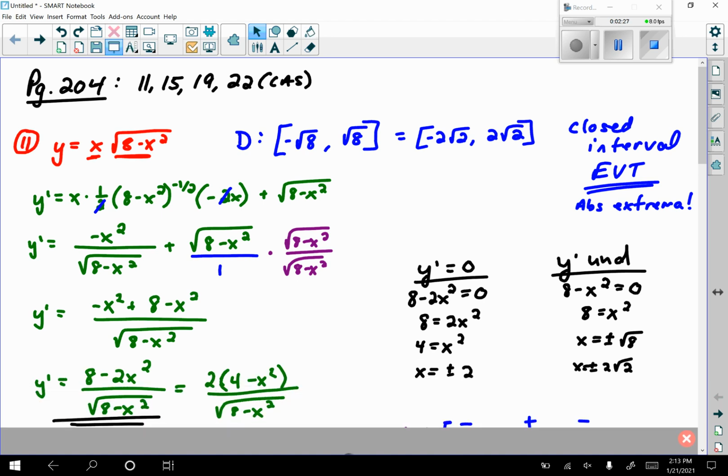Just combining like terms, and sometimes it helps, if possible, to write our numerator in factored form, because now I ask myself these two questions: where is our first derivative equal to 0? That's when our numerator is equal to 0. We could solve by factoring, or we could just use inverse operations. So I'll just add 2x squared to both sides, divide by 2, carefully take the square root, so I get plus or minus 2. y prime is undefined when my denominator is equal to 0, or just the stuff underneath the radical is equal to 0. Well, guess what? This gives me my endpoints here. And I know when x is plus or minus radical 8, I'm going to get a 0. So we could also write that as plus or minus 2 radical 2.